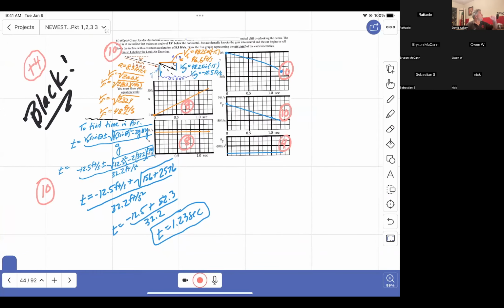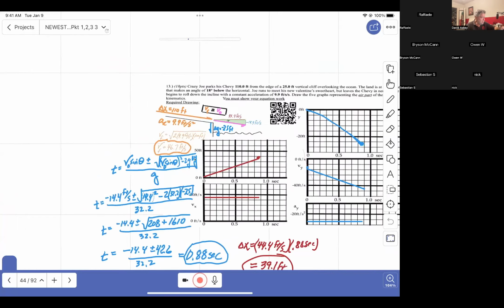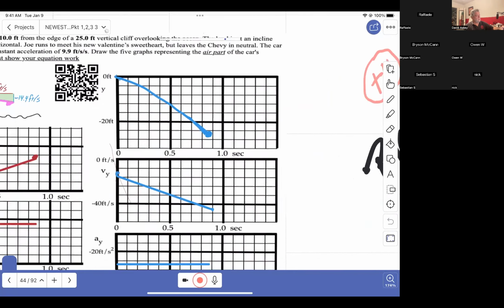Okay. Oh, Evan's got a question. Can we go over the Y graph and how you draw it on a problem like number 13? Yeah. So that's a good question.